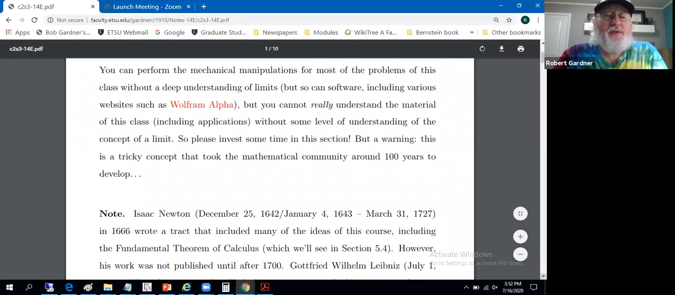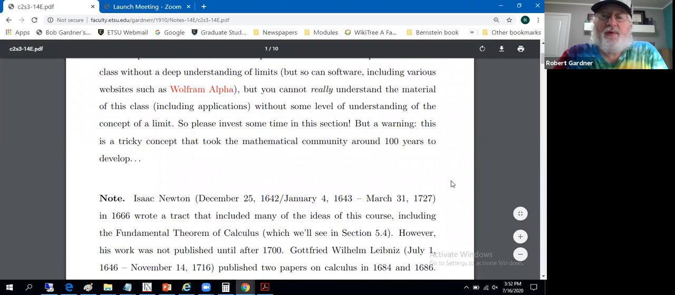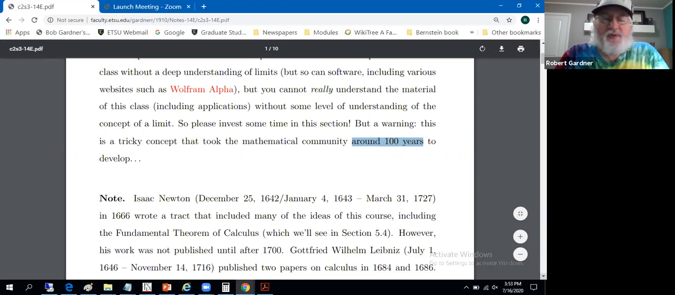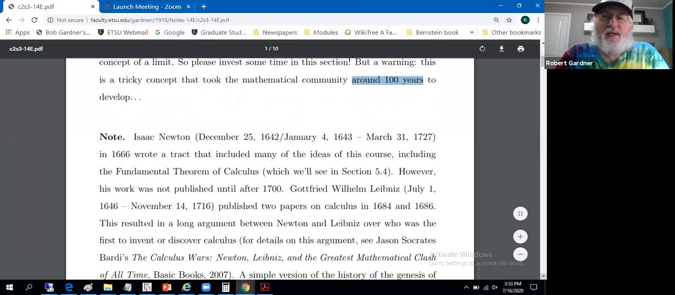My heart goes out to you. This is hard stuff. It's a bit of a bummer. It comes right near the beginning of Calculus 1. But it's difficult stuff, and it's a necessary evil. The mathematical community itself struggled for years, like 100 years, to come up with the formal definition we'll deal with here. So speaking of, let's look at a little bit of the history.